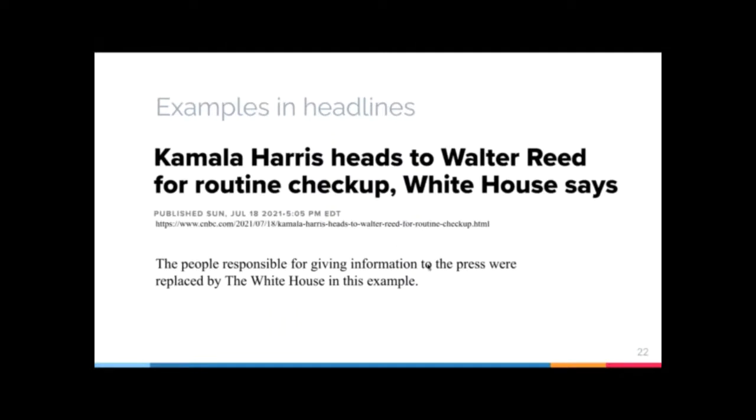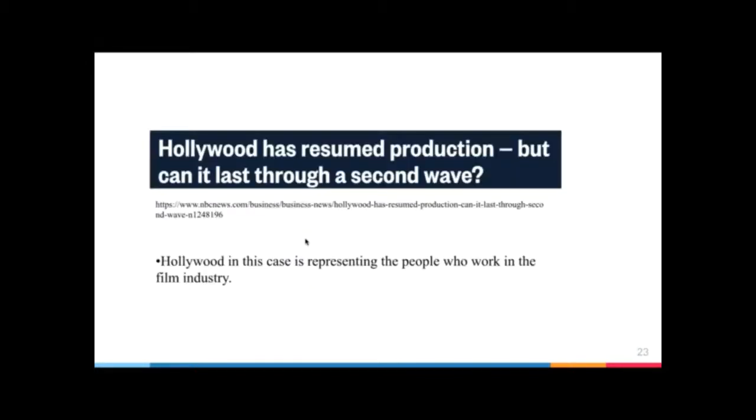Okay, again, some examples in headlines. Kamala Harris heads to Walter Reed for routine checkup. White House says, like I said before, the people responsible for giving information to the press were replaced by the White House in this example. It's from CNBC, this headline. And here, Hollywood has resumed production, but can it last through a second wave? So Hollywood, in this case, is representing the people who work in the film industry.